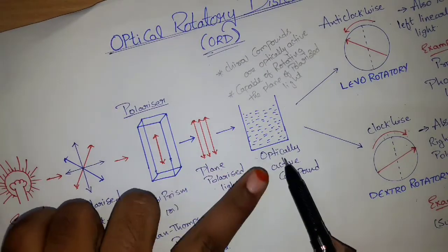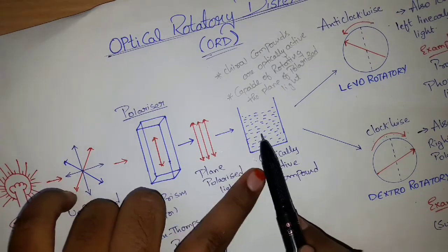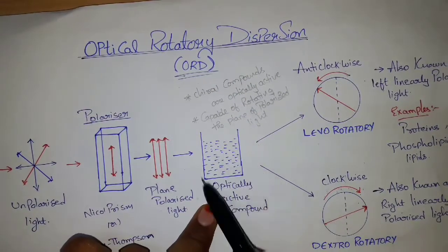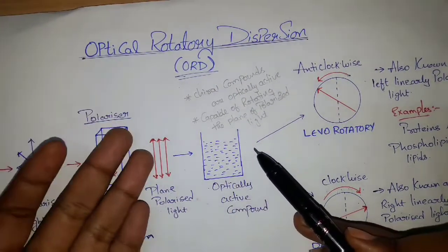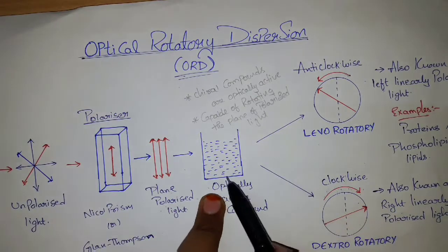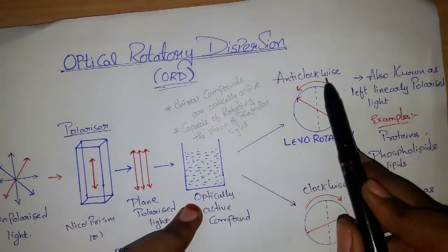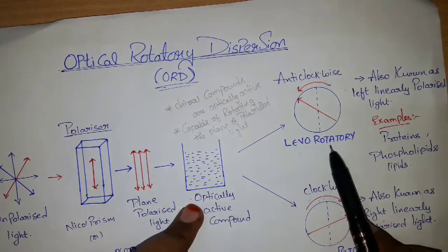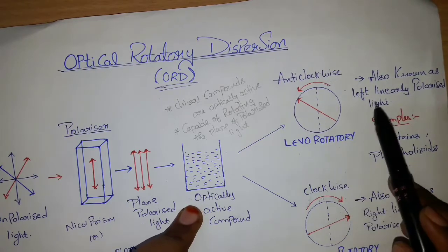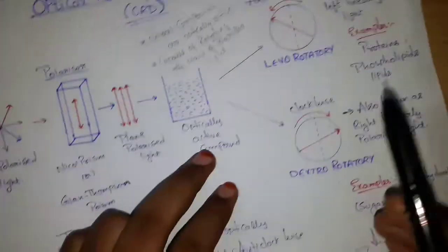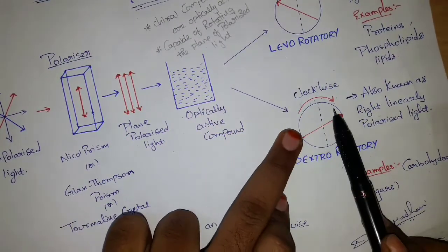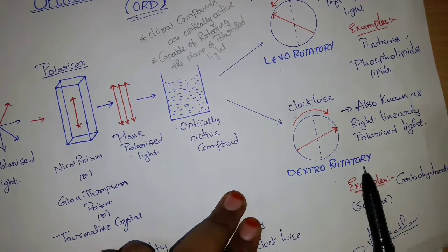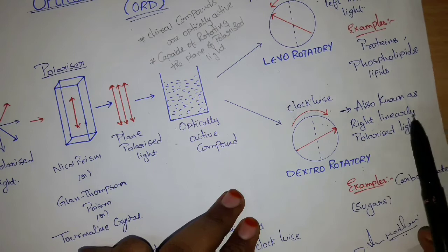When plane polarized light is passed through an optically active compound, it rotates either clockwise or anti-clockwise. If it rotates in a left side direction, that is anti-clockwise, then it is a levorotatory compound, also known as left linearly polarized light. If it rotates to the right, that is clockwise, then it is known as a dextrorotatory compound, also known as right linearly polarized light.